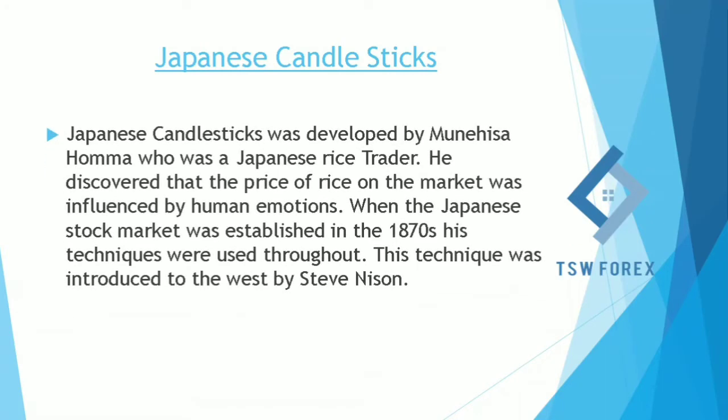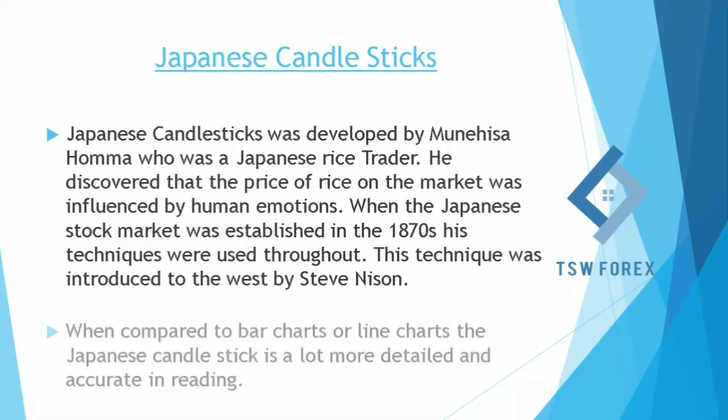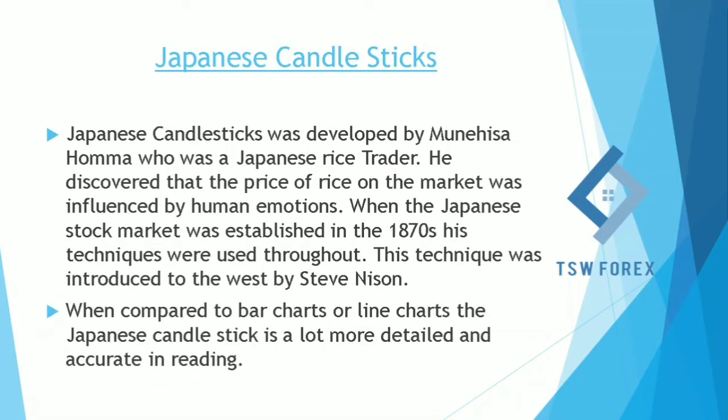Japanese candlesticks were developed by Munehisa Homma, who was a Japanese rice trader. He discovered that the price of rice on the market was influenced by human emotion, and that word is very important. Remember this word, we're going to use it a lot as it relates to the psychology of the market. When the Japanese stock market was established in the 1870s, this technique was used throughout. This technique was introduced to the West by Steve Nison. When compared to bar charts or line charts, the Japanese candlestick is a lot more detailed and accurate in reading.